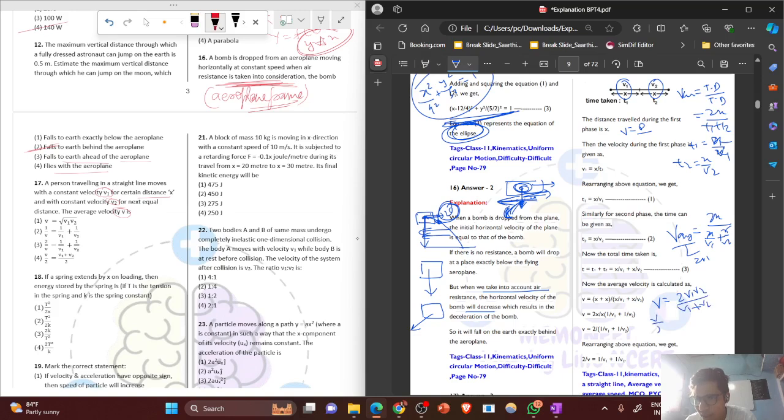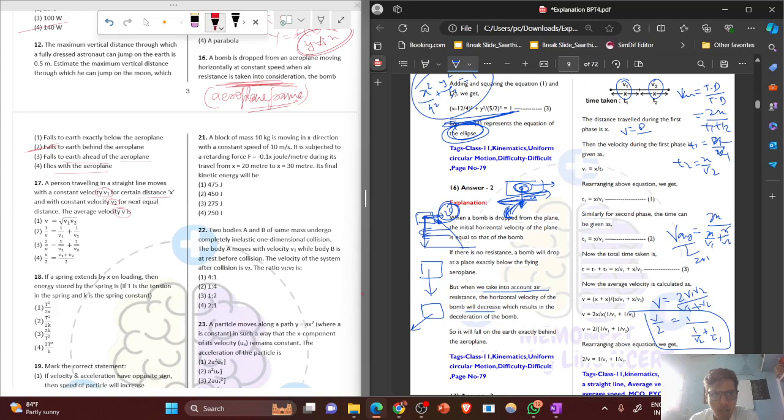If we just move the 2 here, it will be this, and if we take its reciprocal, it is 1 by V2 plus 1 by V1. So V by 2 is equal to what? V by 2 is equal to 1 by V1 plus 1 by V2. 2 by V is equal to this. So it's just rearranging the option.